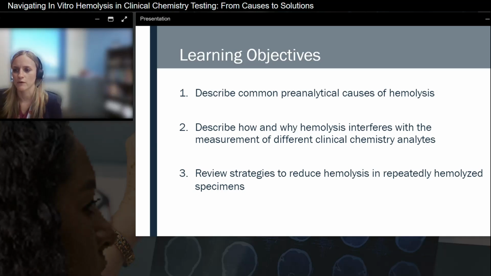In particular, we'll focus on processes that have been used to reduce in vitro hemolysis in specimens from hospitalized patients that have a history of repeat hemolysis, and this process is called special handling instructions.